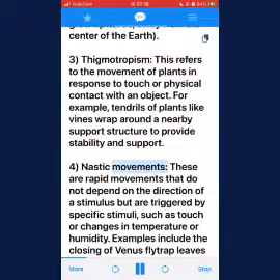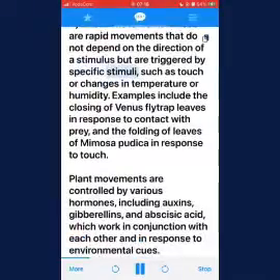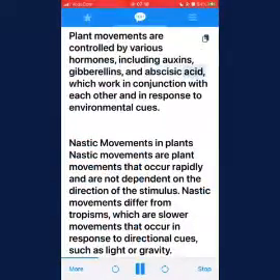4. Nastic movements. These are rapid movements that do not depend on the direction of a stimulus but are triggered by specific stimuli, such as touch or changes in temperature or humidity. Examples include the closing of Venus flytrap leaves in response to contact with prey, and the folding of leaves of Mimosa pudica in response to touch. Plant movements are controlled by various hormones, including auxins, gibberellins, and abscisic acid, which work in conjunction with each other and in response to environmental cues.